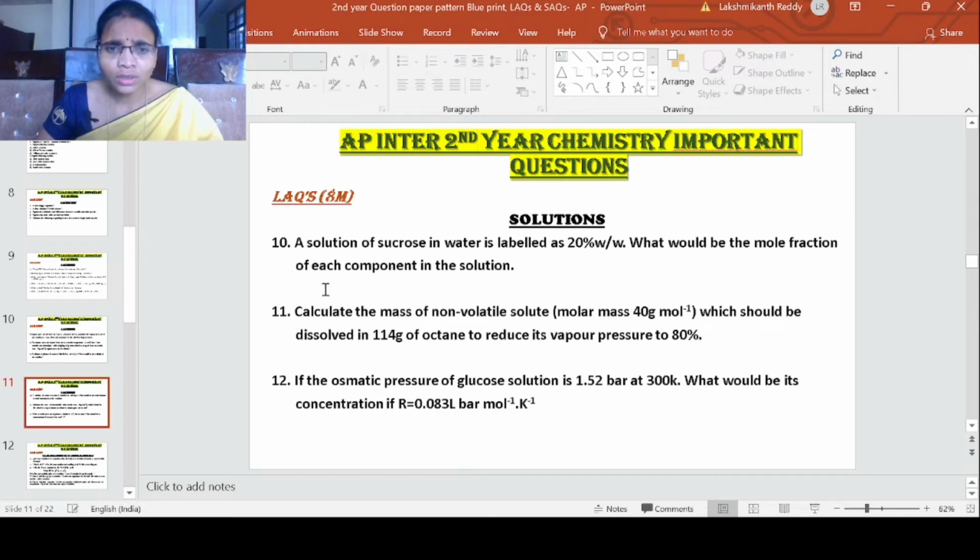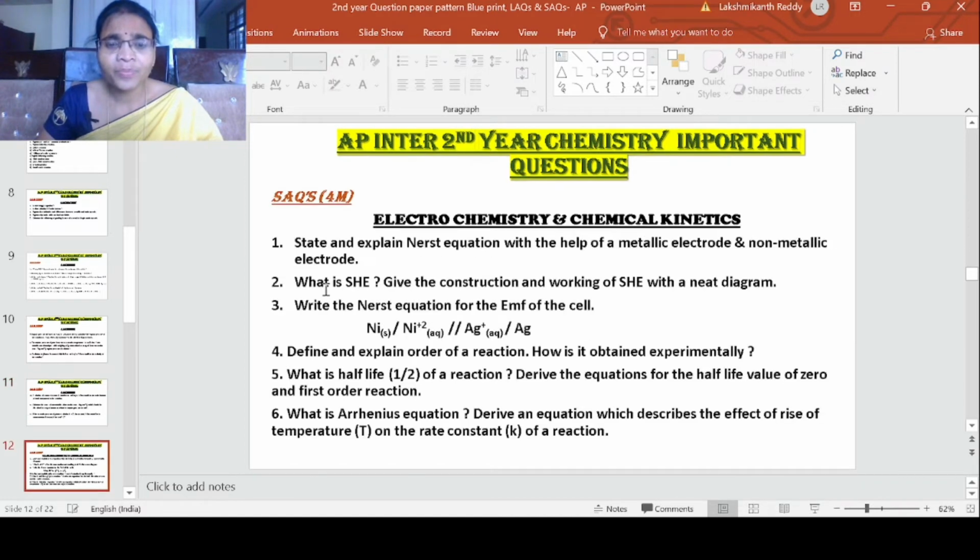Okay, so you need to concentrate on the problems here. Okay, next. Electrochemistry, chemical kinetics short answers. State and explain the Nernst equation with the help of metallic electrodes and non-metallic electrodes. What is the standard hydrogen electrode? Construction, working. Write the Nernst equation for the EMF of the cell.